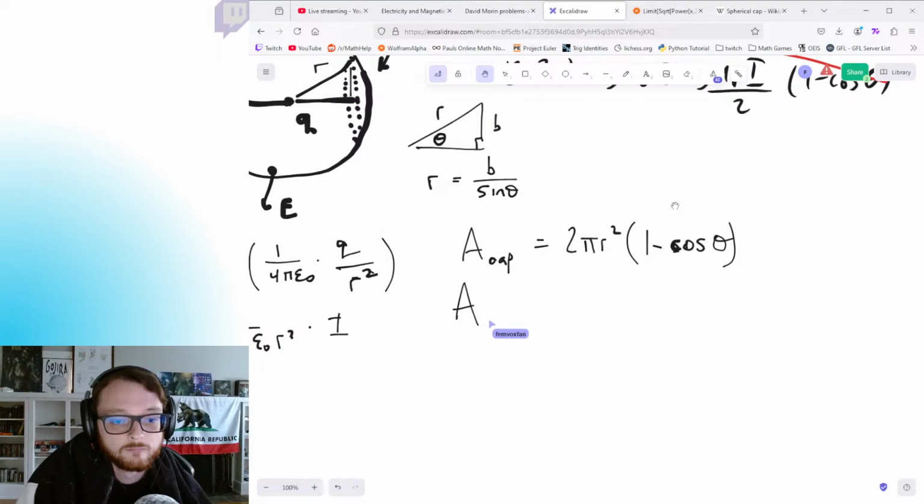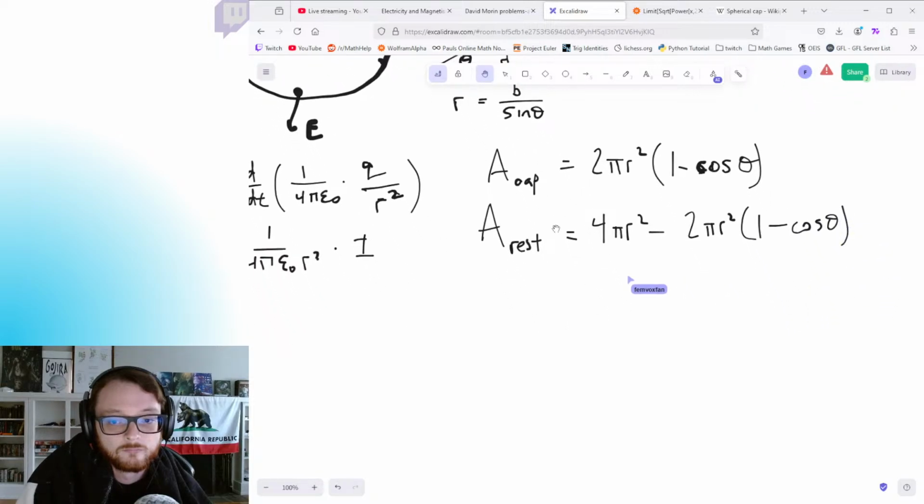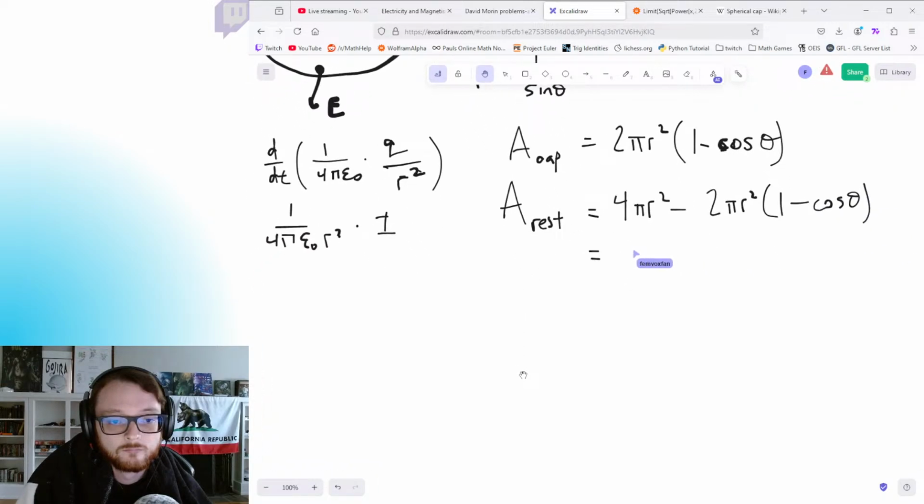The area of the bigger cap, the area of the rest is 4 pi r squared minus 2 pi r squared times 1 minus cos theta, which is 2 pi r squared times 2 minus 1, so 1 plus cos theta. Is that right? Right.